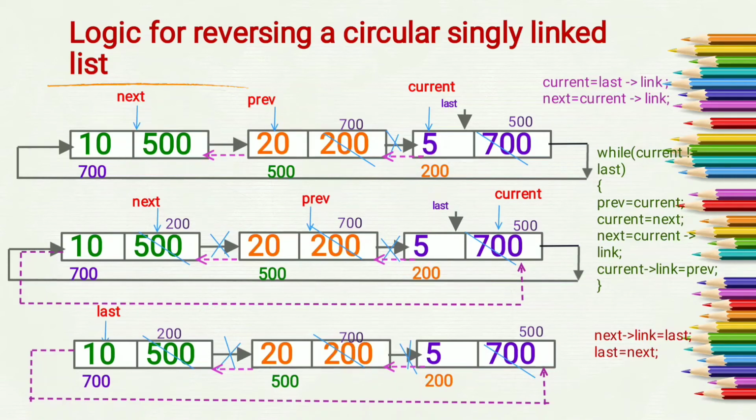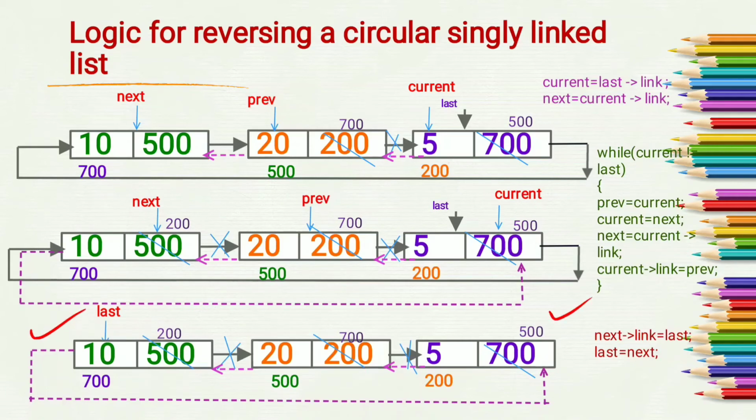Now we have to make this node the last node by writing last equals to next, because the address of this node is stored in the next pointer. So we have to update the last pointer to address 700. So this is our final circular linked list after reversing.